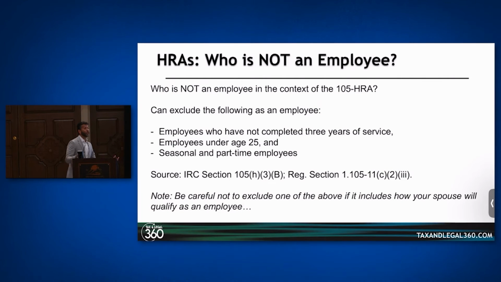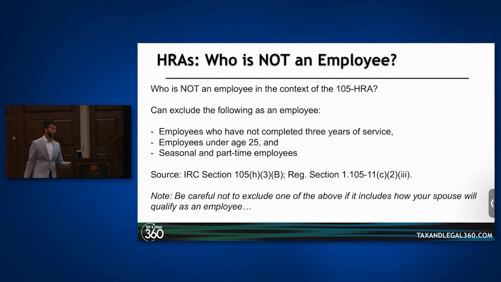Okay, but who is not an employee? I know discrimination is a bad thing, but in this case, it's a good thing. You get to discriminate a little bit. Let's say, again, in my sole proprietorship, I do have employees, but those employees have not completed 3 years of service yet. Well, I don't have to offer my HRA benefits to them. If the employees are under age 25, or if the employee is considered seasonal or part-time work, I get to discriminate and say, hey, sorry guys, you guys are not covered for my HRA, but my spouse is.